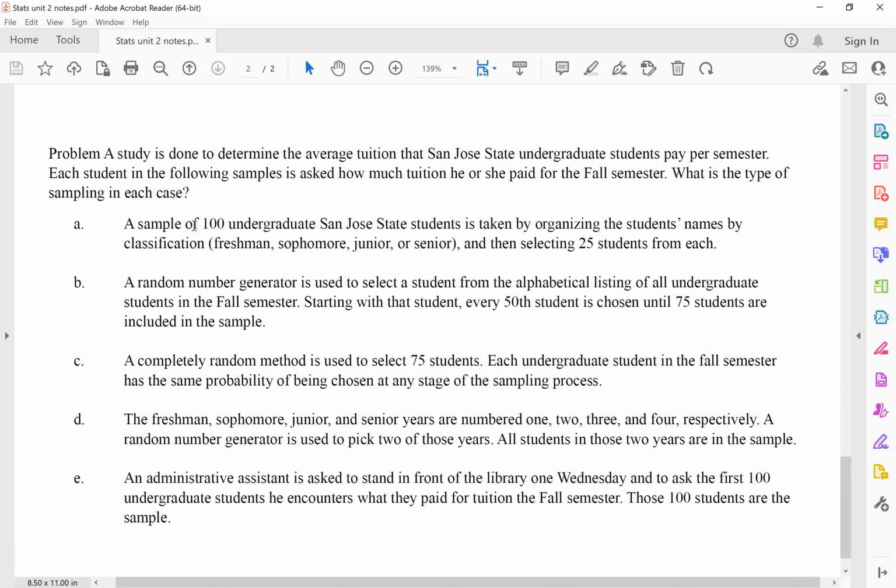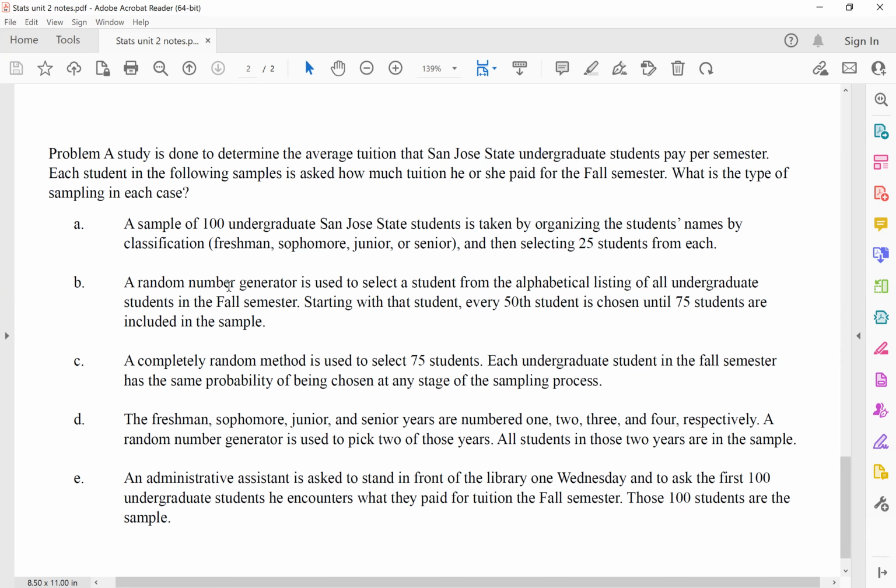I have a sample of 100 undergraduate students in San Jose State. And this is taken by organizing the students' names by classification. So I put them in subgroups, freshman, sophomore, junior, senior. And then I select 25 students from each. Okay, so think about it. I separated my population into subgroups, and then I chose the same amount per subgroup. Yeah, we're gonna call that stratified sampling.